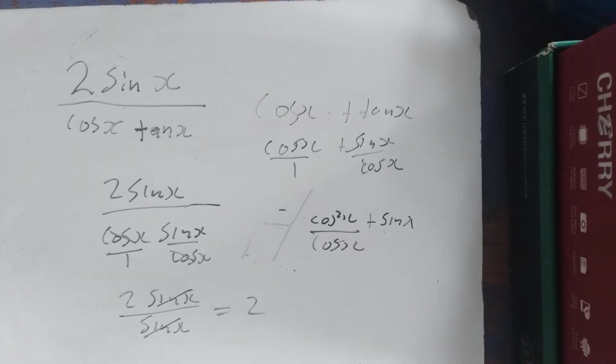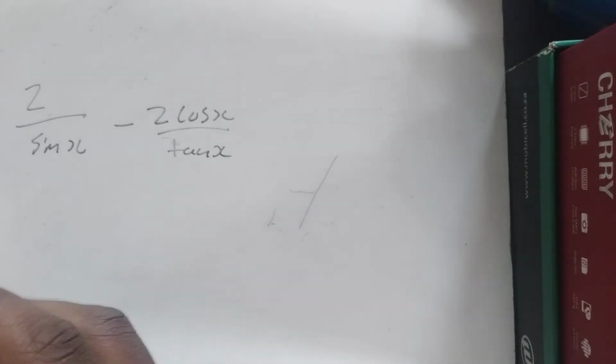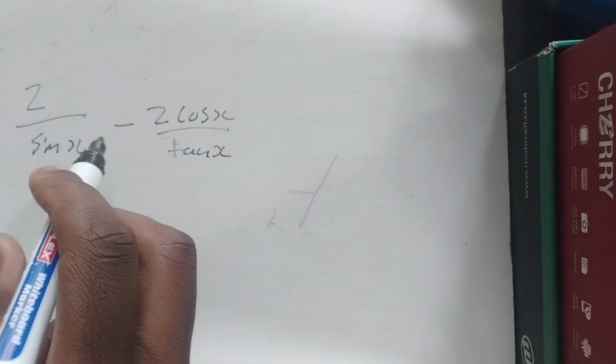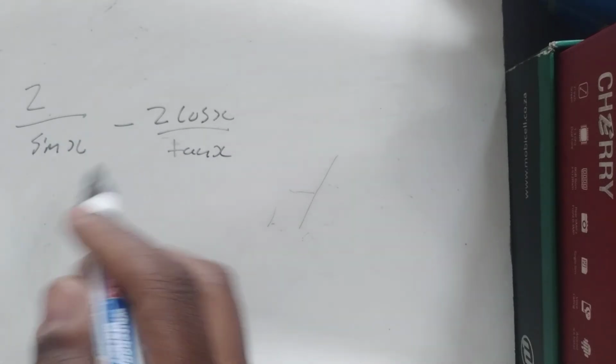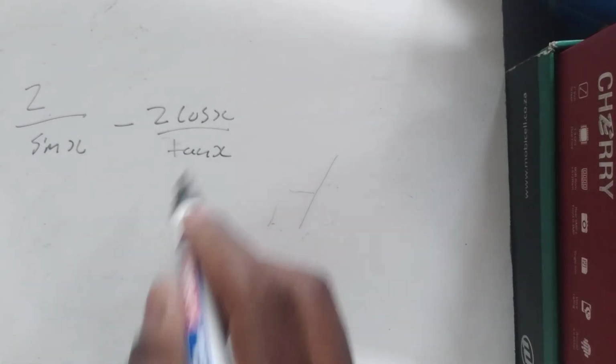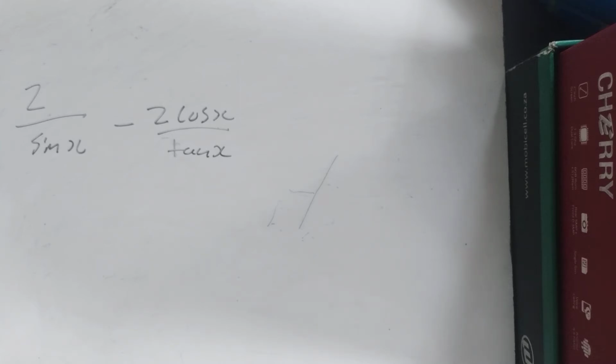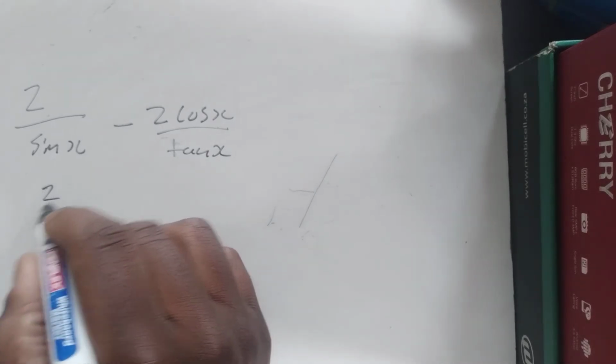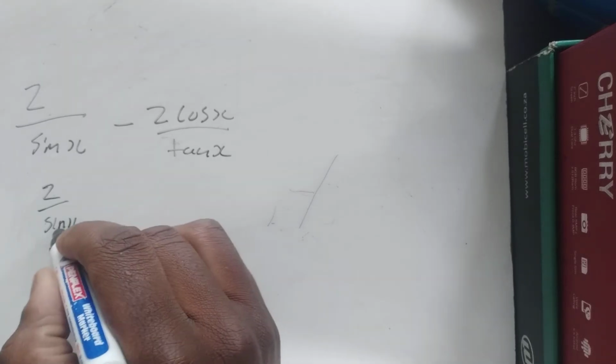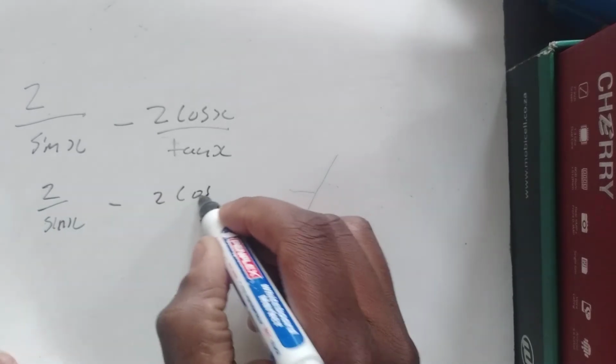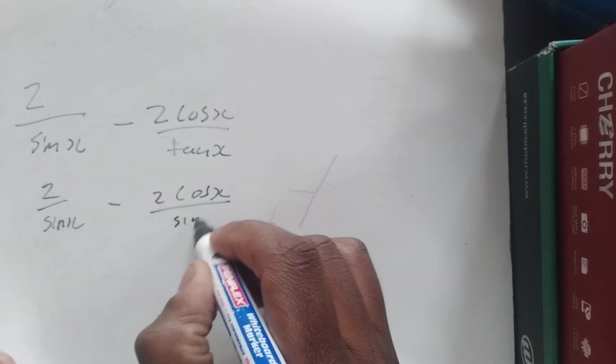So now here is another exercise. What we could do here is add fractions, or we could just change this. Let's change tan. Remember, when you see tan, have the consciousness of turning it into sine over cos. So this is 2 over sine x, and this becomes minus 2 cos x all over sine x over cos x.